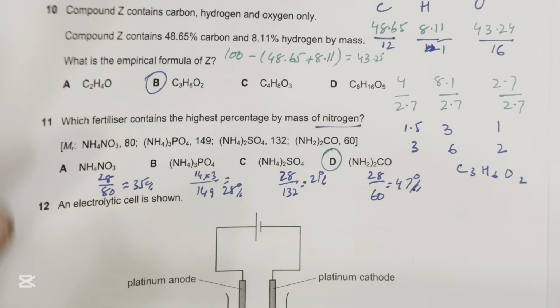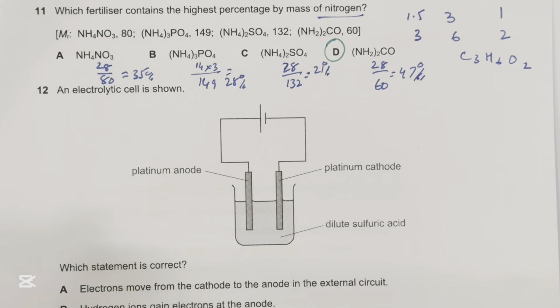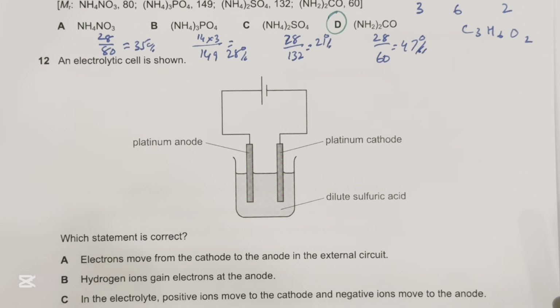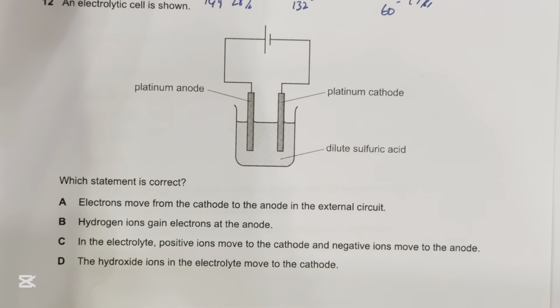Okay. Moving to question number 12, an electrolytic cell is shown. There are 2 electrodes, the cathode and anode. One is a platinum anode and the other is a platinum cathode. We have dilute sulfuric acid present in it. Which statement is correct?